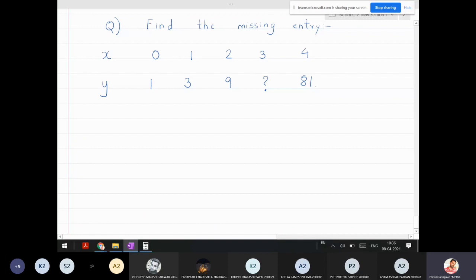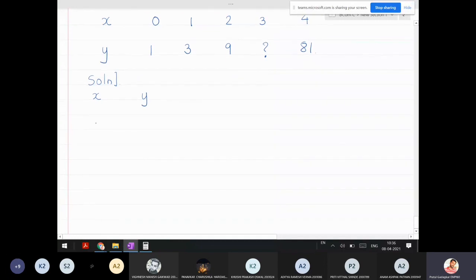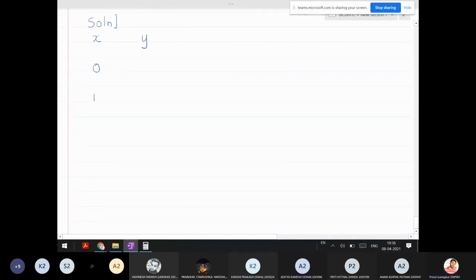Okay, so now let us start the next problem for finding the missing entries. So your X is 0, 1, 2, 3, 4, and the Y values are 1, 3, 9, missing entry, and 81. So we know that we will always prepare a forward difference table. So the values of X and Y are as follows: 0, 1, 2, 3, 4, and the values of Y are 1, 3, 9. Then here I have a missing entry, and then I have 81.